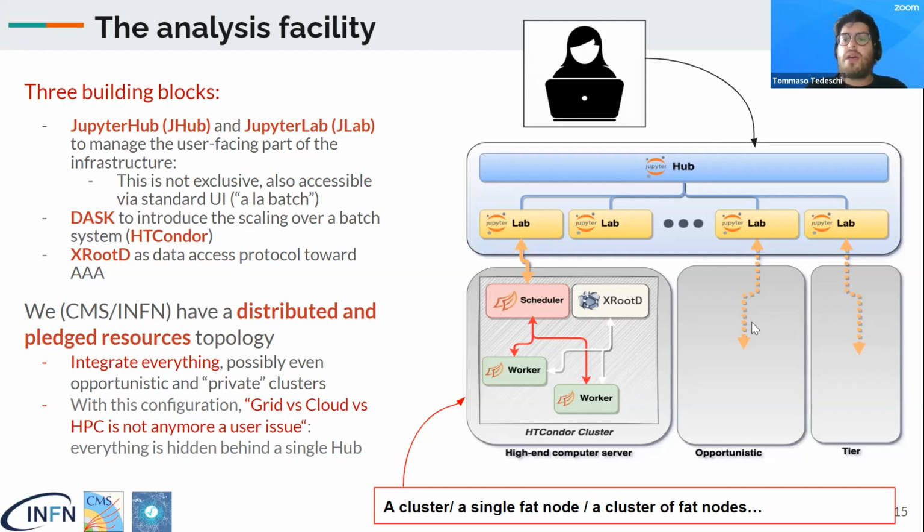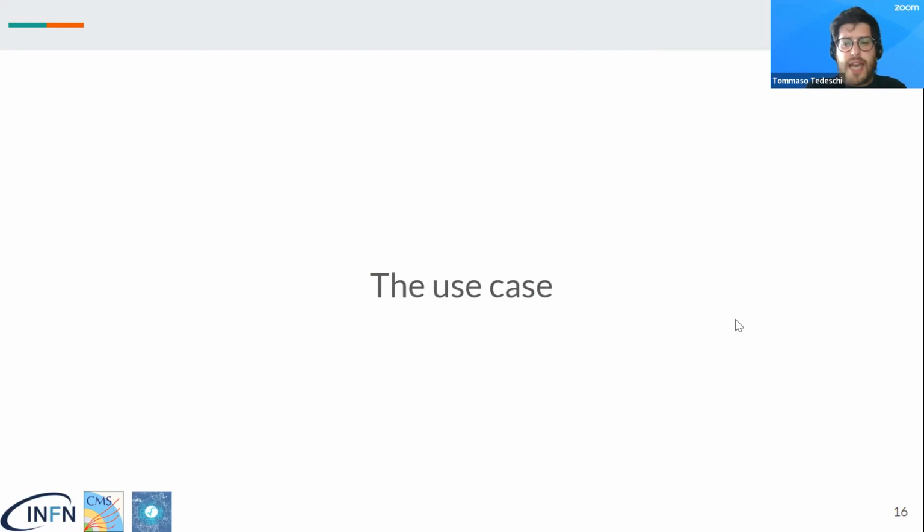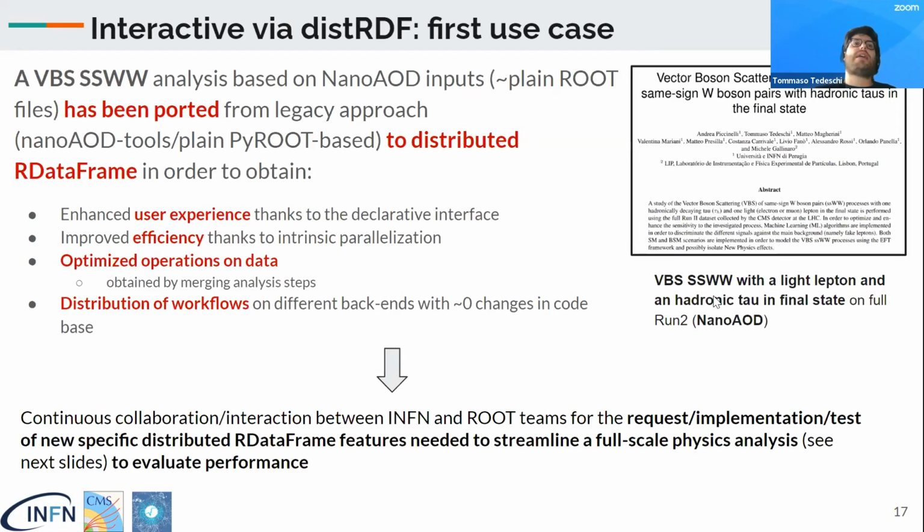So this is the infrastructure that we used, and the use case that was mentioned before is a real VBS inside WW analysis with a hadronic tau and a light lepton in the final state. This analysis uses NanoAOD inputs, which are a CMS-specific format that are basically plain ROOT files.